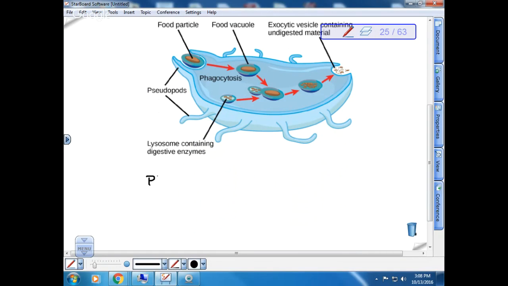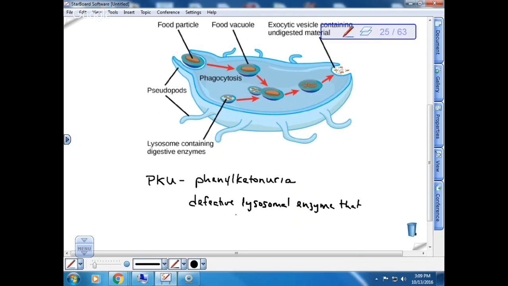Now, there are some genetic diseases that are caused by defects in lysosomal enzymes. And one of them is what is called PKU, which is short for phenylketonuria. You might have seen this on your food when you're grocery shopping, because oftentimes it says, warning, phenylketonuria, this product contains phenylalanine. So this is due to a defective lysosomal enzyme that can't break down phenylalanine. Phenylalanine is a type of amino acid.